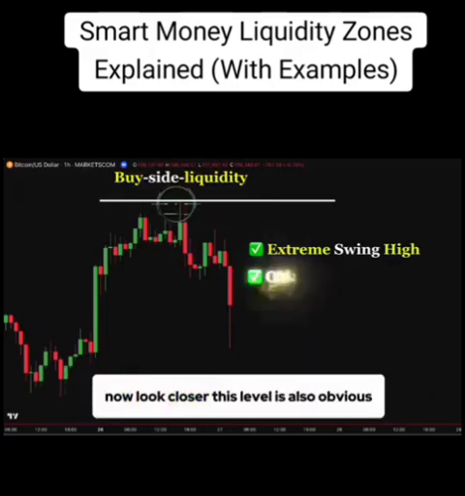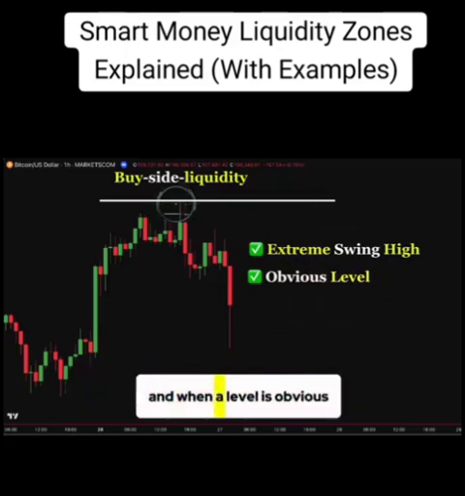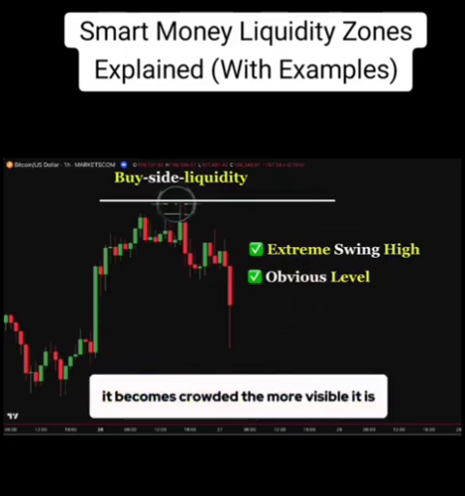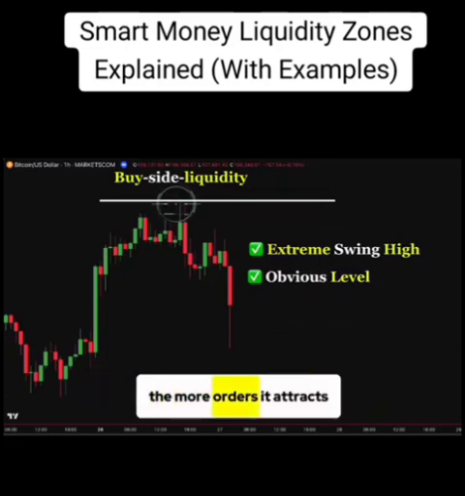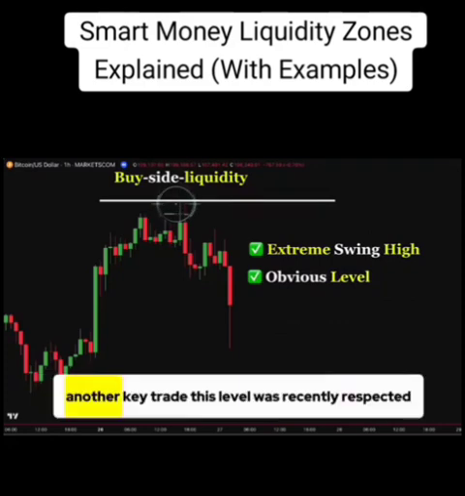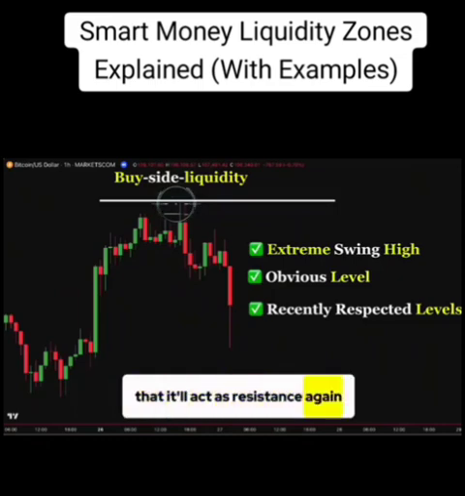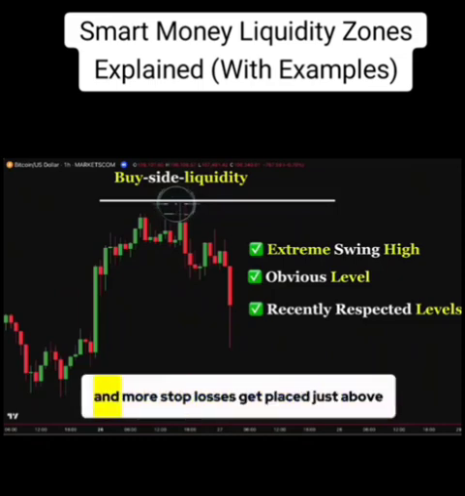Now look closer. This level is also obvious. Anyone opening this chart can see it right away. And when a level is obvious, it becomes crowded. The more visible it is, the more orders it attracts, and that means more liquidity for smart money to target. Another key trait? This level was recently respected. Price reacted here just a short time ago, which gives traders even more confidence that it'll act as resistance again. So more sellers enter, and more stop losses get placed just above.